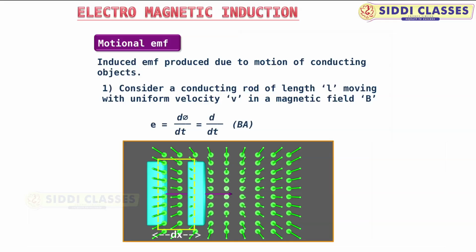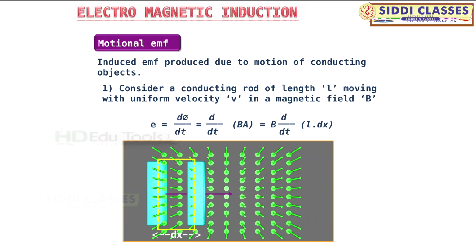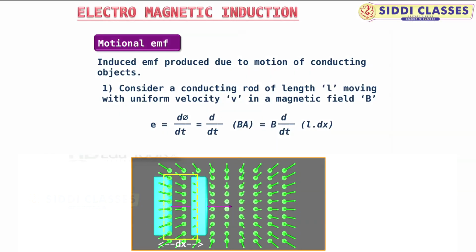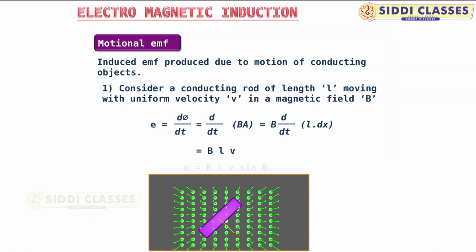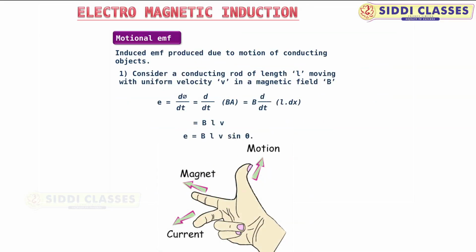This is the magnitude of induced EMF, and this is equal to d by dt of B into A, which is equal to B into d by dt of the area, which is nothing but L into dx, and dx by dt is nothing but velocity v. Therefore, we can write this as B L v. If the rod is moving making an angle θ with the field, in this case the induced EMF is written as E equal to B L v sin θ. The direction of induced EMF is given by Fleming's right hand rule.